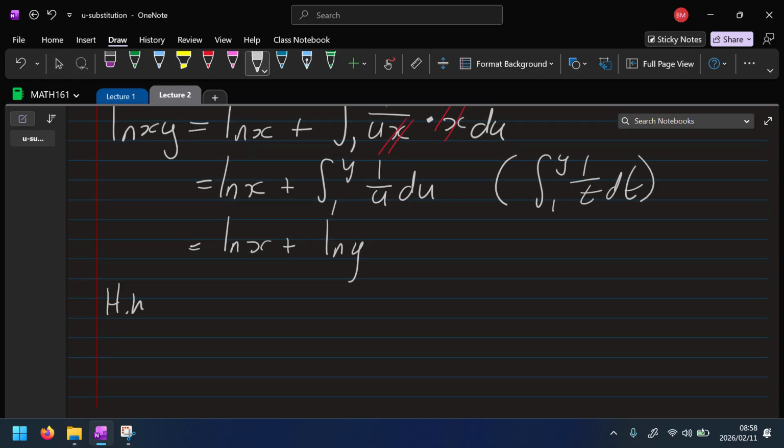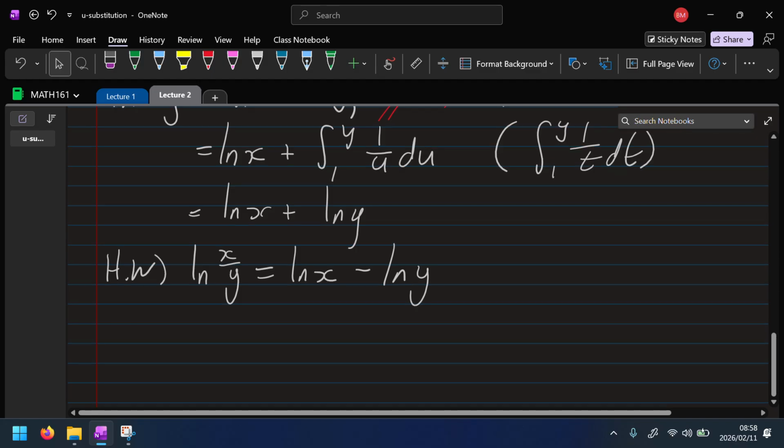So for homework, you're going to do the other properties. So the natural log of x over y. So now we're doing the division of the two. So this will be the natural log of x minus the natural log of y. The idea is the same. You split it up into two parts, do the u substitution, and you'll get those two terms on the right.